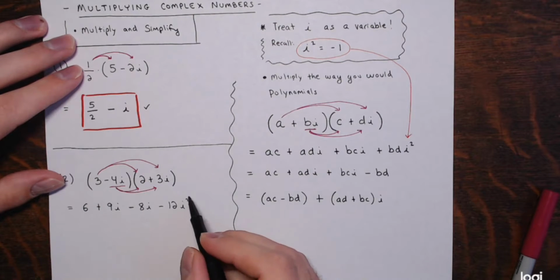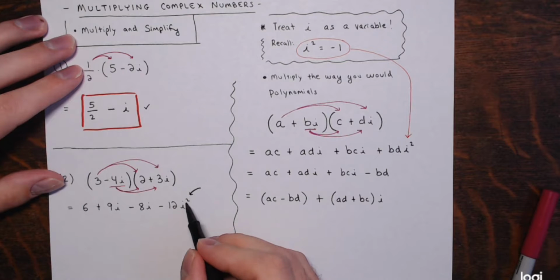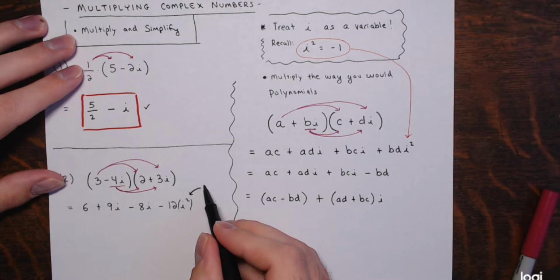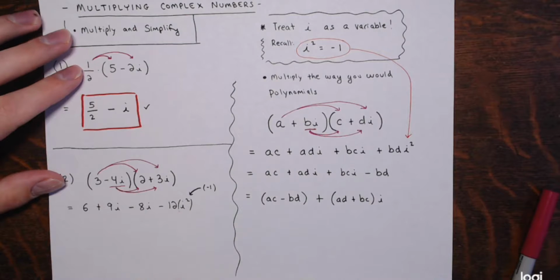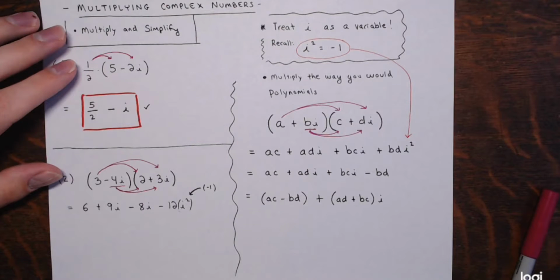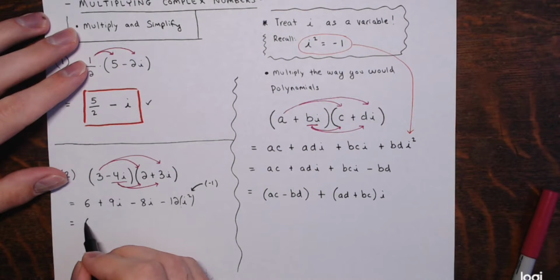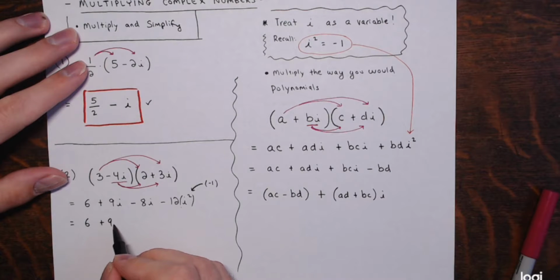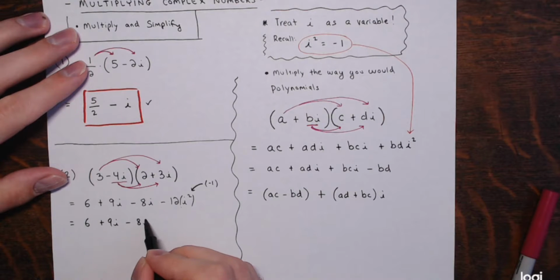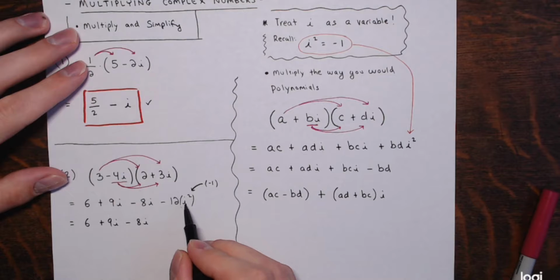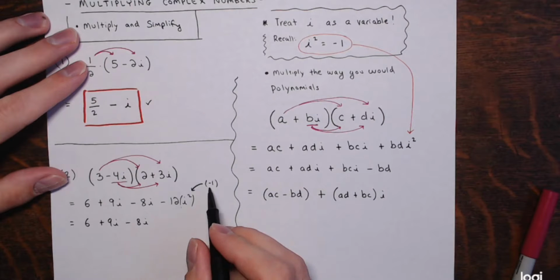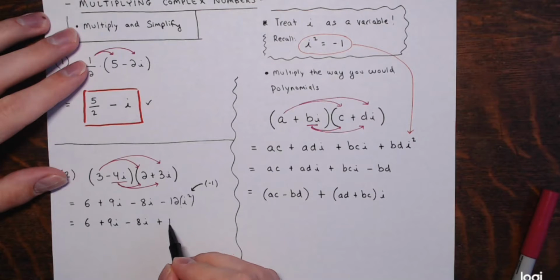But don't forget, i squared is really negative 1. So this becomes 6, plus 9i minus 8i, and then negative 12 times i squared. Negative 12 times negative 1 is plus 12. And it becomes a real number, no more i in it.